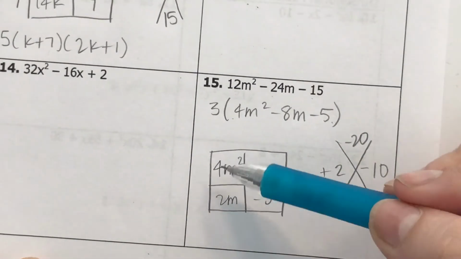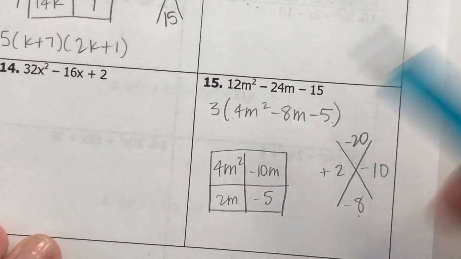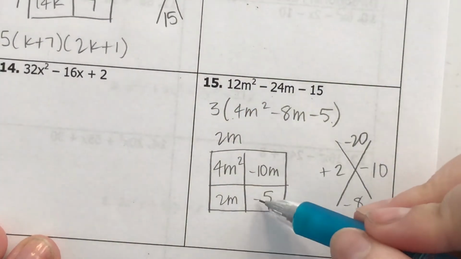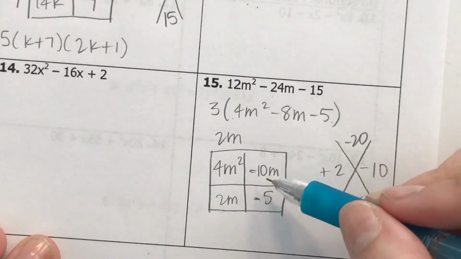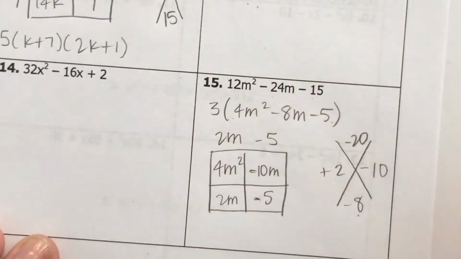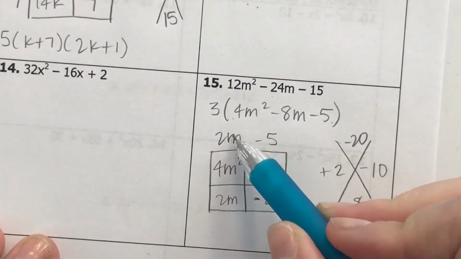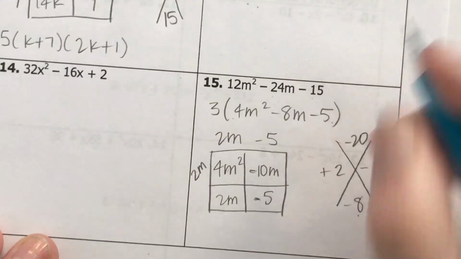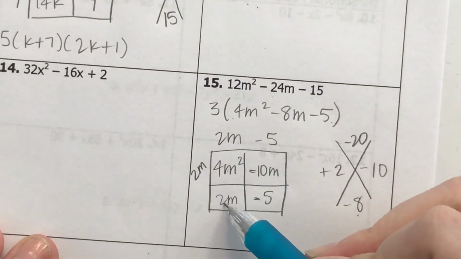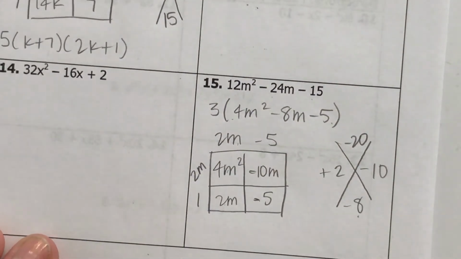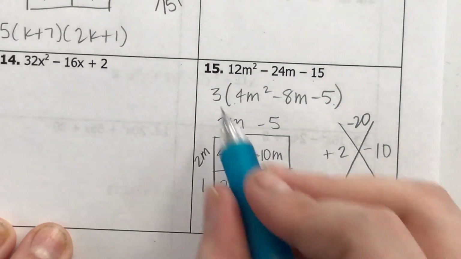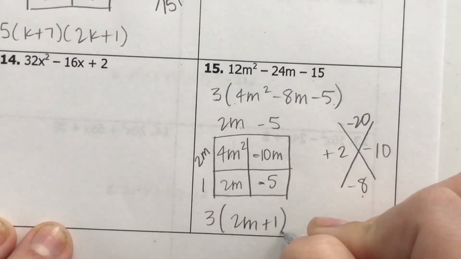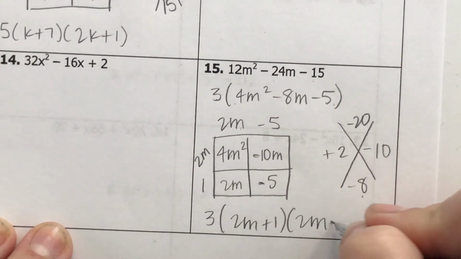Okay, we can start this way too, it doesn't matter. What do these two have in common? Hopefully you can see that they both have a 2m in common. These two are both negative, and they can both be divided by 5, so negative 5. To get from here to here, I have to multiply by 2m. And to get from here to here, I just have to multiply it by 1. So our final answer is 3 times 2m plus 1 times 2m minus 5.